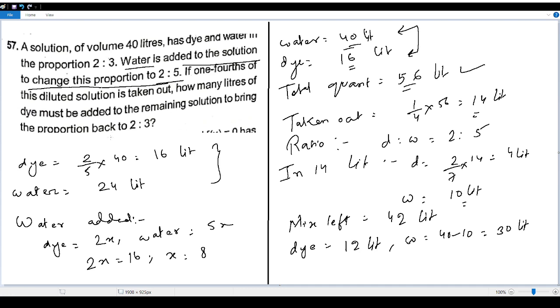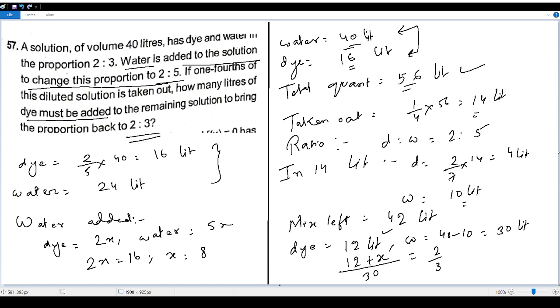Now it is given how many liters of dye must be added to the remaining solution so as to bring the proportion back to 2 is to 3. Okay. So how much dye should be added? Let x liters of dye be added. So what is the total amount of dye now? 12 plus x, divided by water, still the same, so as to bring the ratio to 2 by 3. This is what has been said.